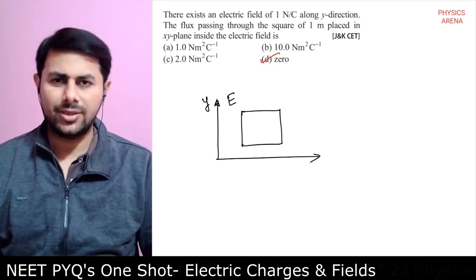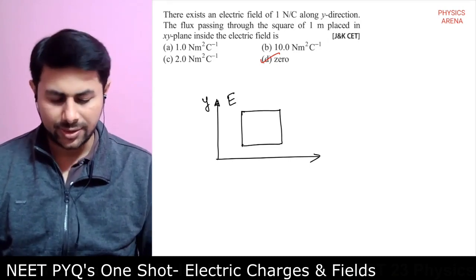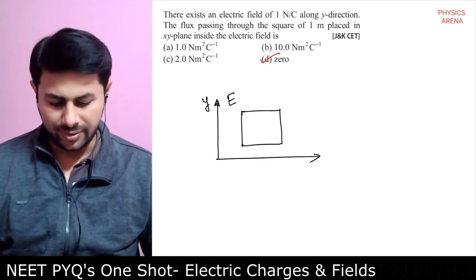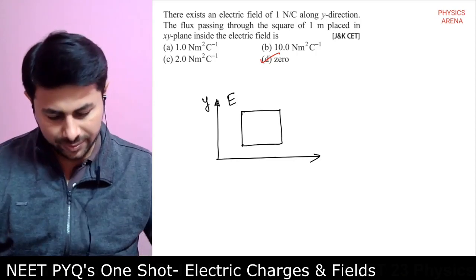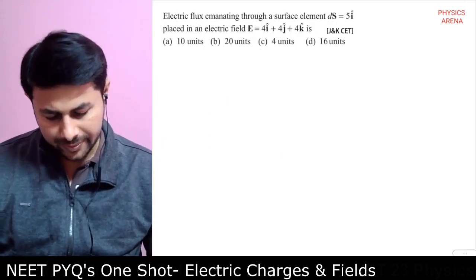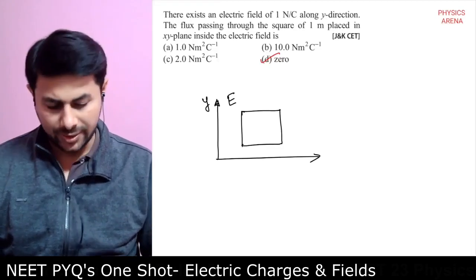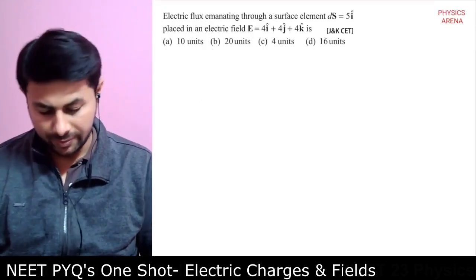So in some questions a diagram is drawn, in some questions the direction is given, but the meaning is the same. Okay, the questions are similar. Next question. So either there will be questions like this or there will be questions like this.